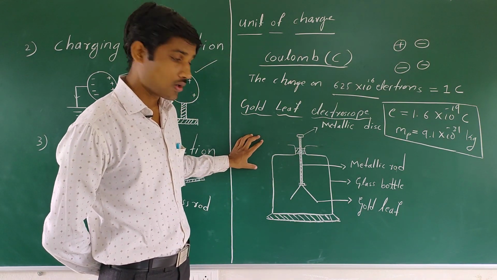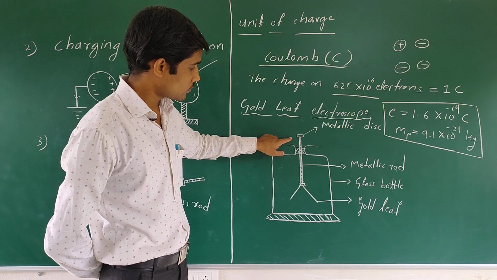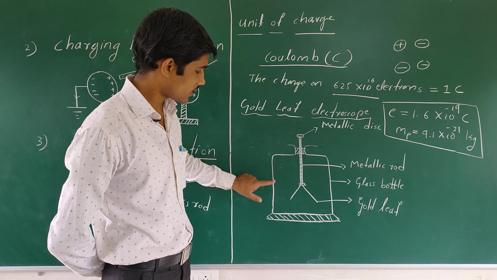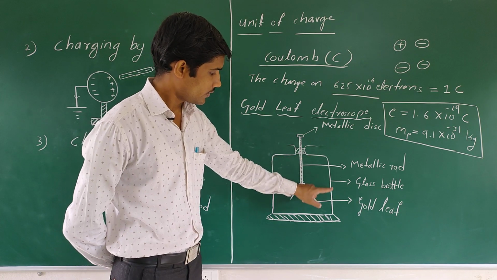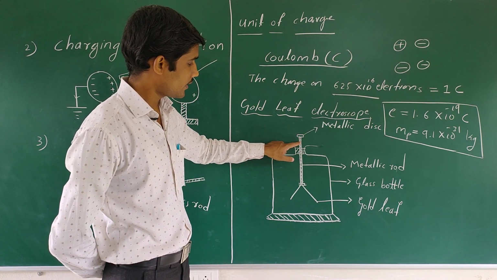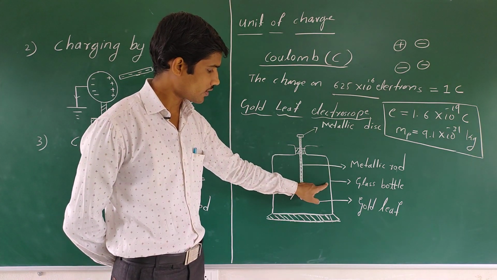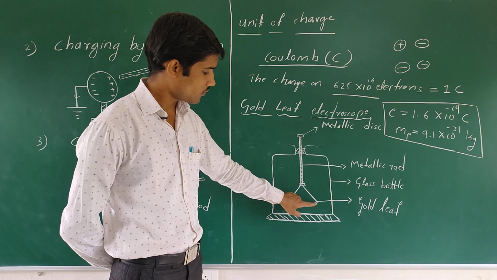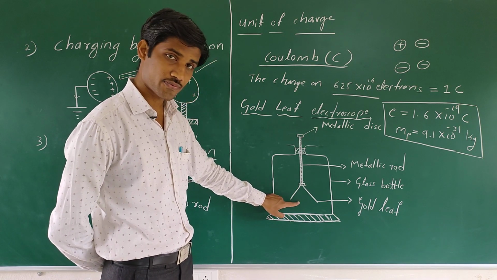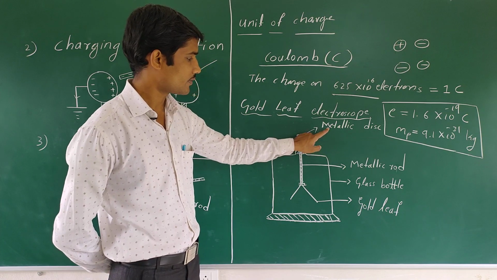What does this gold leaf electroscope contain first? At the outside, this is the glass bottle. The glass bottle is fitted with a rubber, and here this is a metallic rod, and here we are using the gold leaves, and over this is a metallic disc.